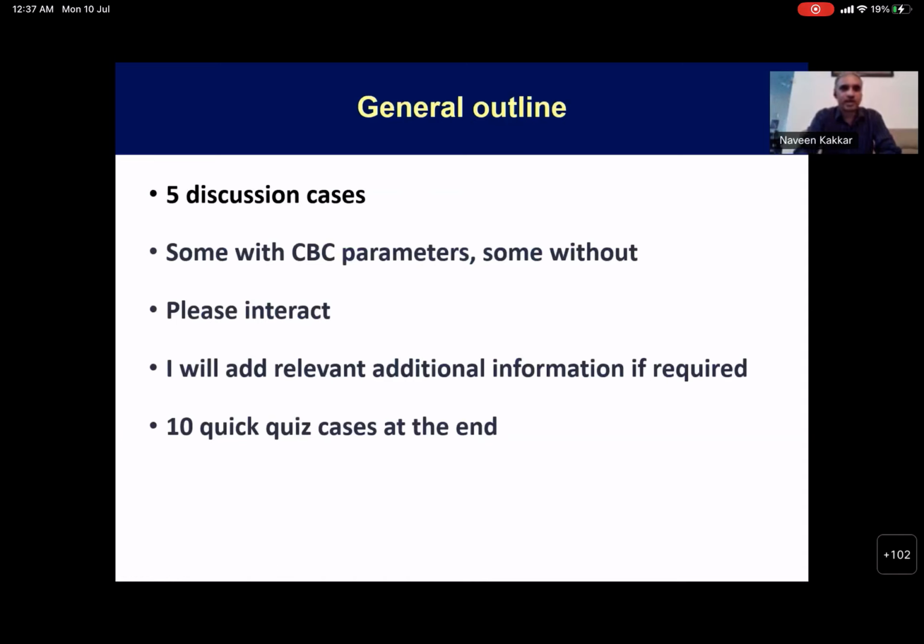So for the outline, I have 5 discussion cases, fairly simple ones, day-to-day practice issues that we have to sort out. So we're not going to anything high-flown. Some of them will have CBC parameters to guide the diagnosis, some without, so that I want you to make your visual impression as well. And for the PG students, please interact. If you have any queries or doubts, I'll be happy to answer if I can.